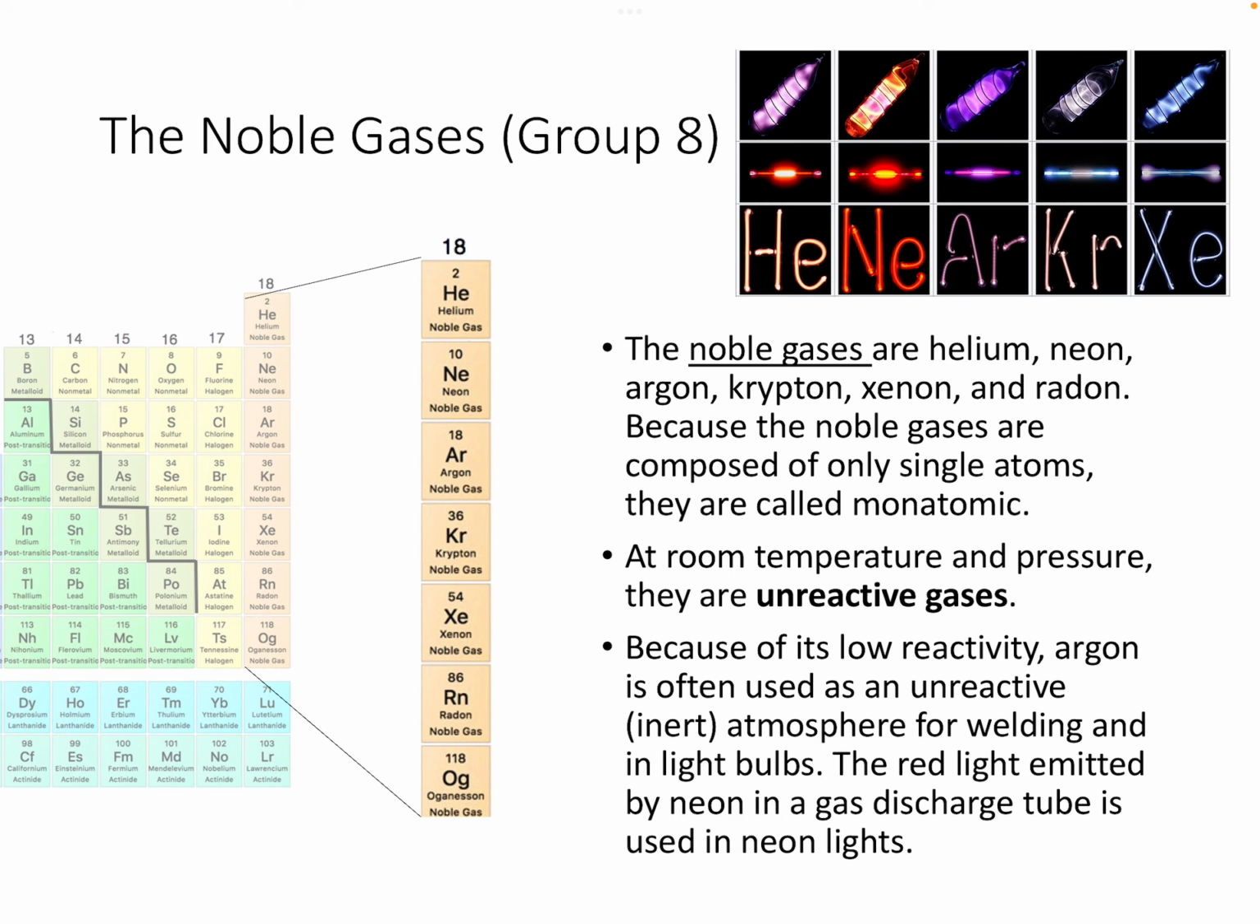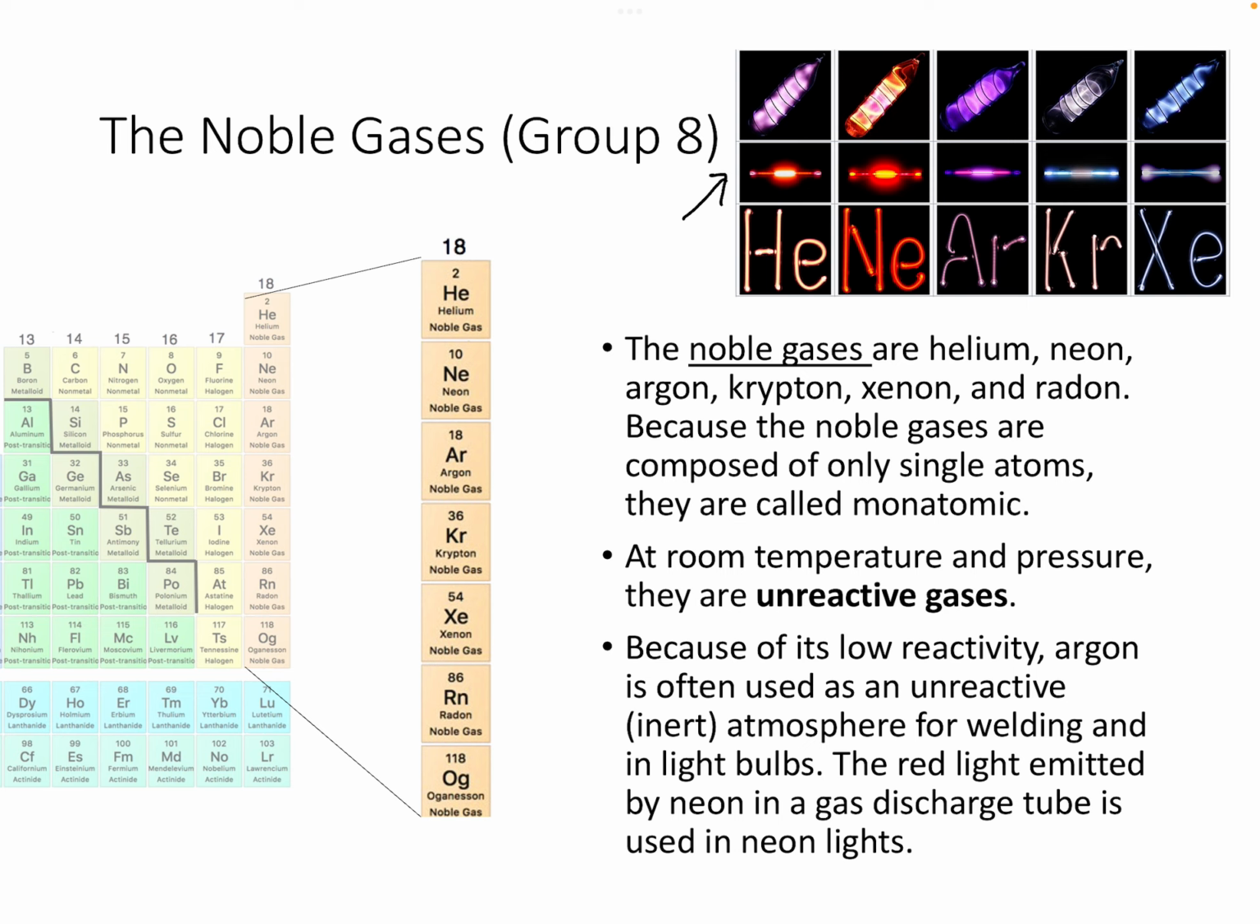Now, because of their low reactivity, they can be used, for example, in lights, like neon lights. Argon is used for welding and in light bulbs, etc. So they, again, are very, very stable elements.